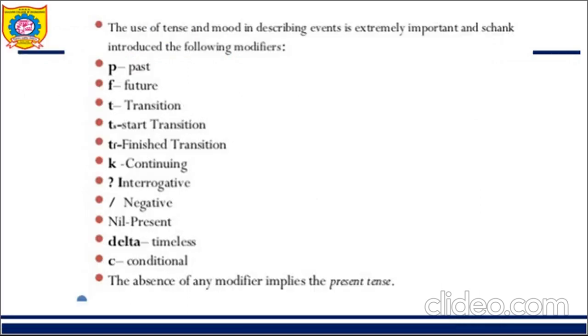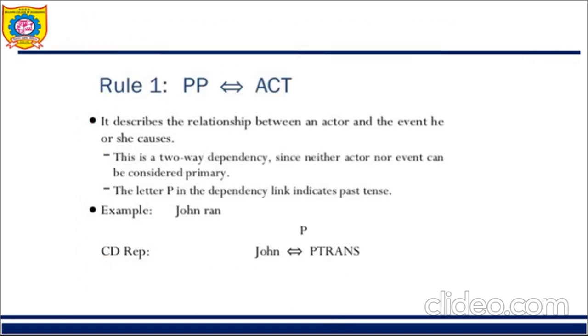F stands for future, T stands for transition, TS stands for start of the transition, TF stands for finish of transition, K for continuing, question mark for interrogative, a slash for negative, nil for present, delta for timeless. For each and everything you have conventions. So let us see a few rules.